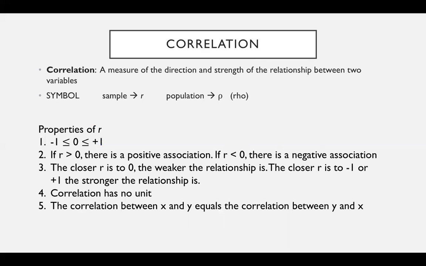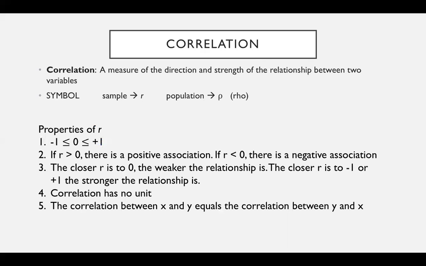So the properties of correlation: since it's a measure of the strength of a relationship between two variables, it can be determined by a number from -1 to +1. If your correlation is greater than 0, then there is a positive association between the two variables, which means as one increases, the other will increase. If your correlation is less than 0, then as one decreases, the other will decrease as well. So there's a negative association.